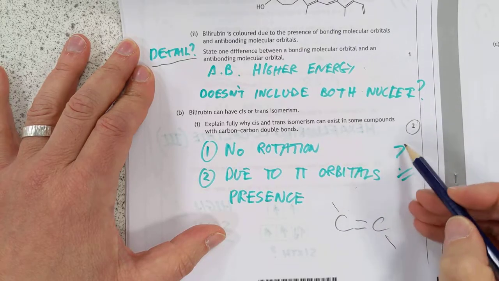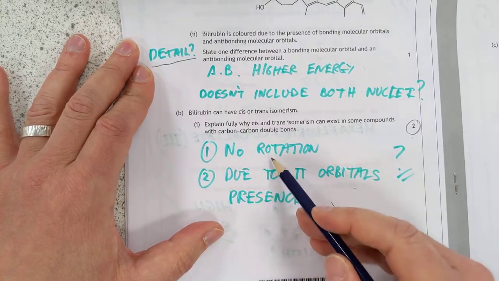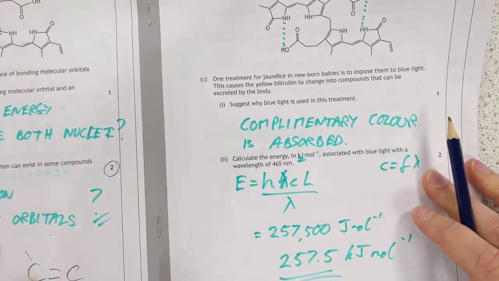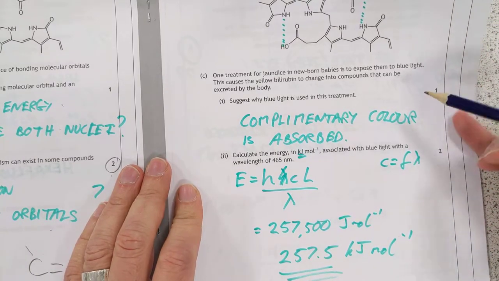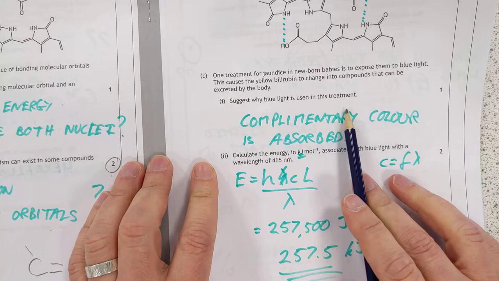And the lack of rotation is due to the presence of pi orbitals overlapping with each other. But I'm not sure if that's what you need to get the second point, to explain why it can't rotate, perhaps, rather than just saying it's got double bonds, because that's what it says in the question. I would imagine that might be the level of detail they're looking for.